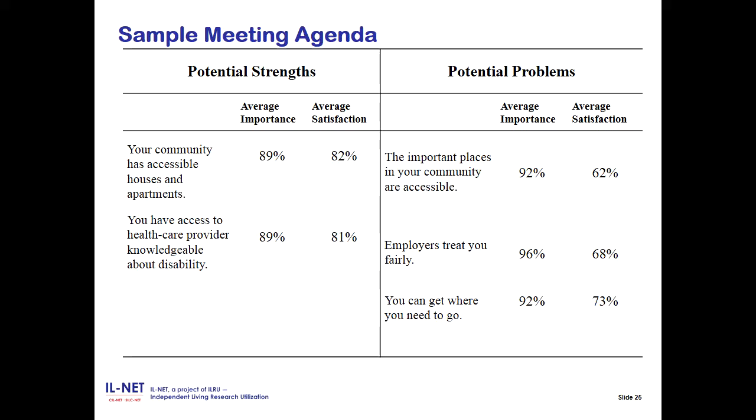So just as an example, in this community, a potential strength involved your community has accessible houses and apartments. It's listed as 89% important, 82% satisfied. On the problem side, the important places in your community are accessible has a rating of 92% importance, but 62% satisfied. The discrepancy is big. Next slide, please.